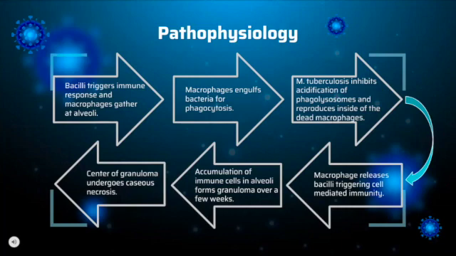The release of the bacteria triggers the cell-mediated immune response. Immune cells such as B cells, T cells, and more macrophages gather at the alveoli. Since there's an accumulation of immune cells at the alveoli, this forms a granuloma over a few weeks. A granuloma is a collection of fibroblasts and lymphocytes which surrounds dendritic cells and infected macrophages.